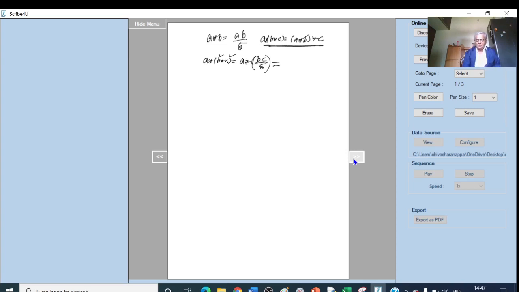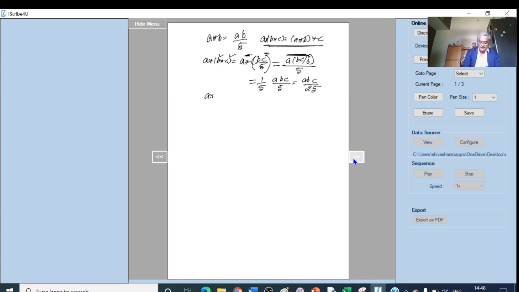Again, this is in the form of A star B, that is, this into this divided by 5. That is A into BC by 5, divided by 5. So this is equal to 1 by 5, and here we have A into BC divided by 5. This is equal to ABC divided by 25. This is A star of B star C.